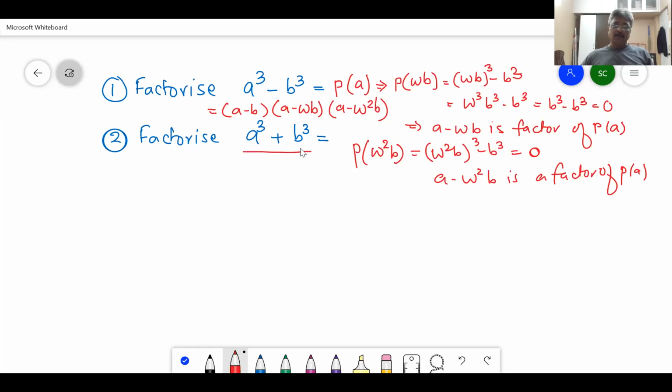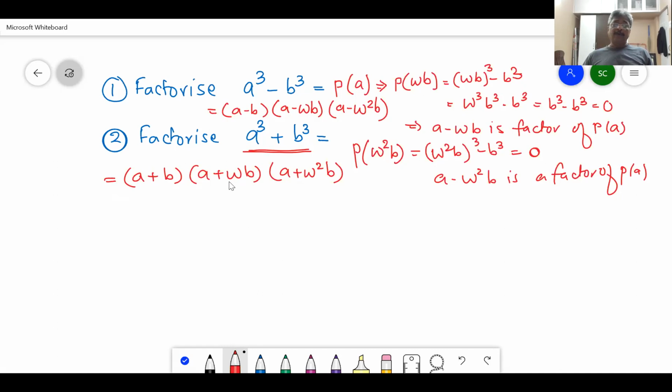So what obviously are going to be factors of this? A plus B is the first factor. A plus omega B is going to be the second. A plus omega square B is going to be the third, by symmetry. If you multiply all 3 of them, you will find that the product is a cube plus b cube, right?